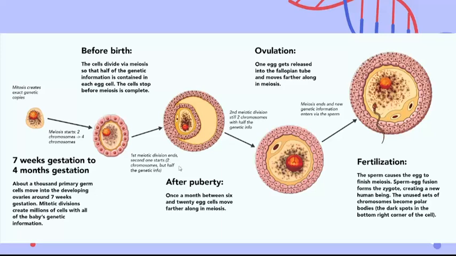So this is after puberty. A month, between 6 and 20 egg cells move further along in meiosis. So it will start trying to divide. However, it will not unless the egg cell is fertilized by the sperm cell. So this is two different processes, which we're going to talk about a little later.